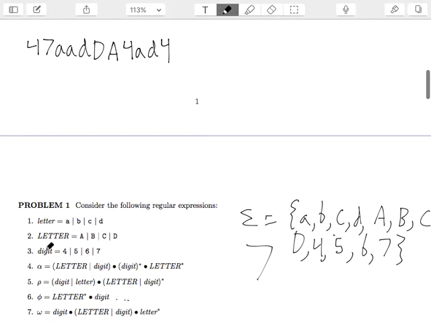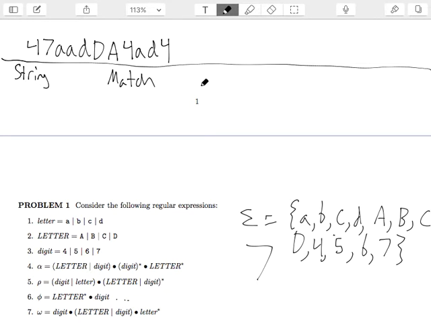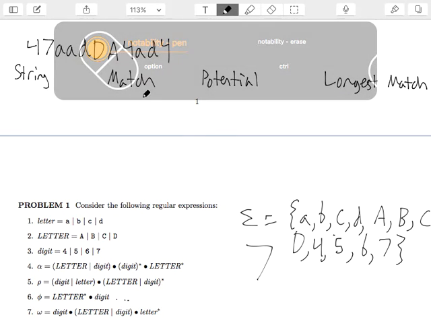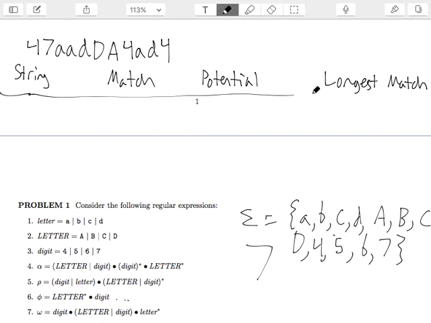Okay. So these are our regular expressions, and these are our input language. So we're going to make a table. What are the columns of our table? The string, the potential, and the longest match. We'll copy these down one at a time. So we have 4 for our string. Before we start, what has the potential to match? All of them, right? Any of them.